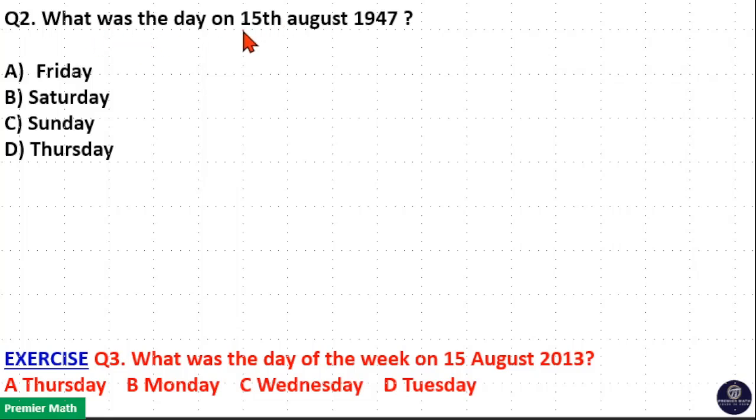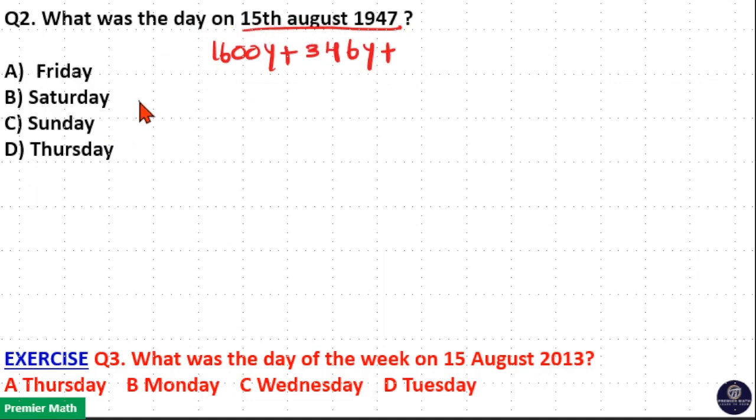What was the day on 15th August 1947? I will split it as 1600 years plus, here 1947th year is not a complete year because it is only up to 15th August. So I will split it as 346 years plus remaining is 1st January to 15th August.